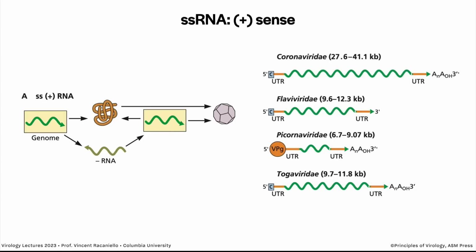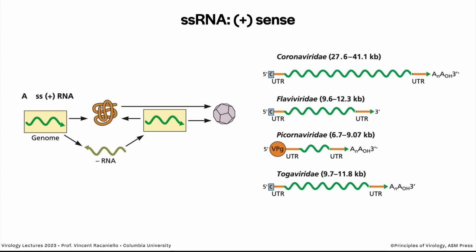Then we have plus single-stranded RNA viruses. And these are my favorite because they include the Picornaviridae, which includes poliovirus, which I spent 40 years working on. So I have an affinity for that. These all have plus-stranded genomes, so they can be translated as soon as they get in the cell to make proteins that will go on to reproduce the genome and make new virus particles.